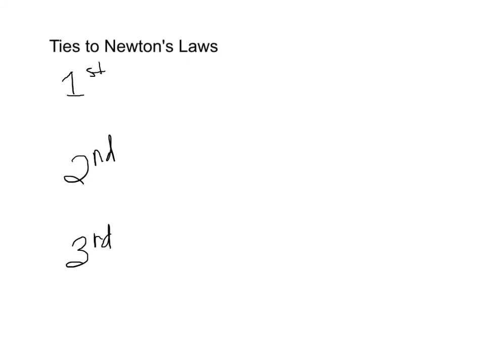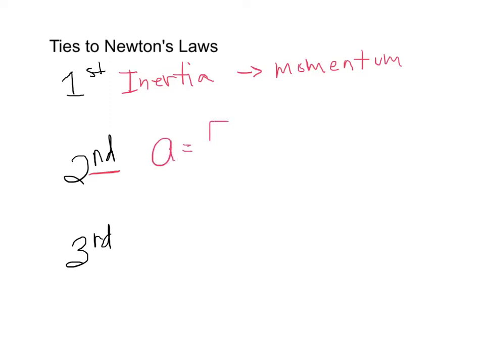Now, how does this tie to Newton's laws of motion? Well, first, Newton's first law of motion is called the law of inertia. Inertia says that an object in motion will stay in motion in a straight line and at a constant speed. An object at rest will stay at rest unless acted upon by an outside unbalanced force. This ties directly into our idea of momentum, because larger objects with greater speeds are going to have a greater tendency to continue moving.